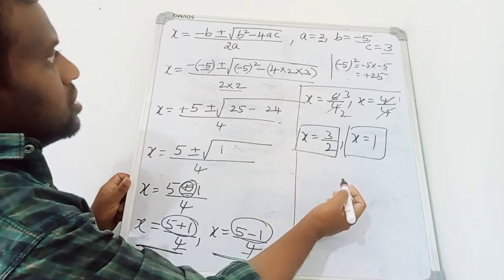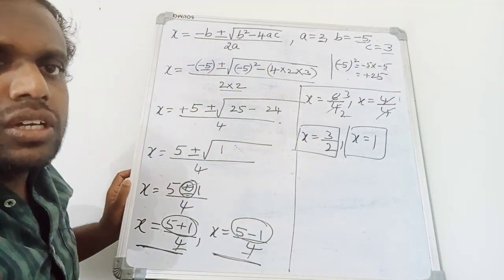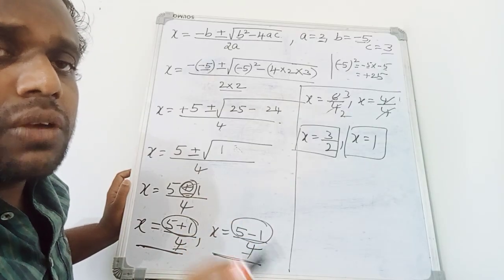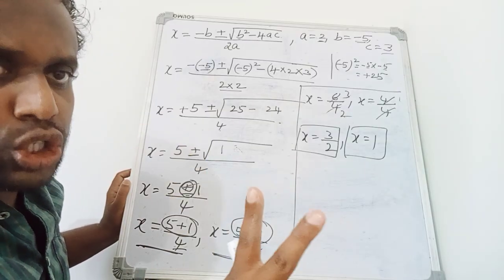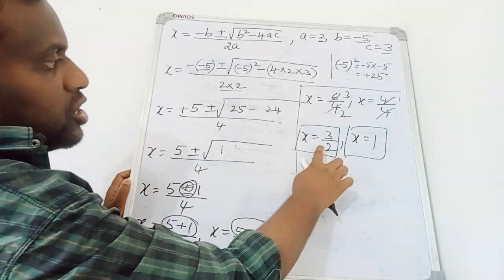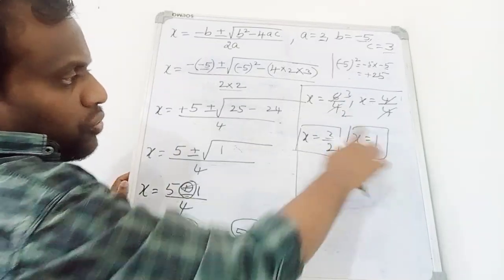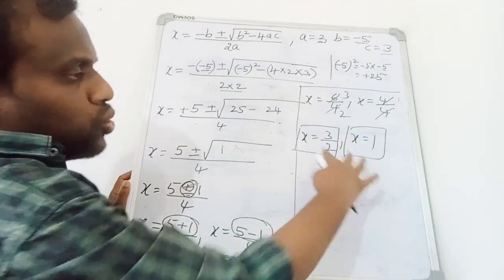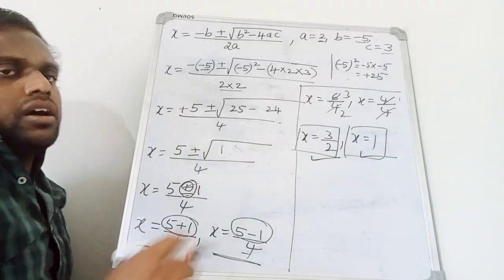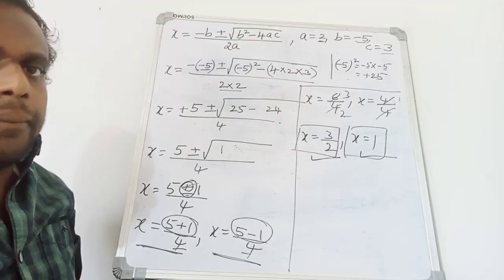This is a quadratic equation. Quadratic means there will be x² in the equation, which means a quadratic equation will always have two roots, that is, two x values. So we got two x values, this one and that one. x = 3/2 and x = 1. These two are the required answers. That's all, we solved the problem.